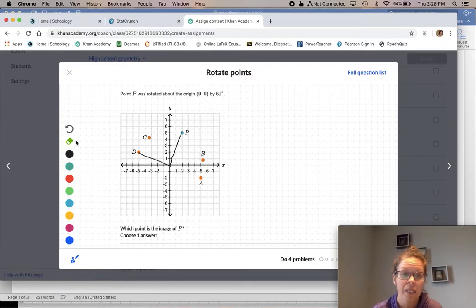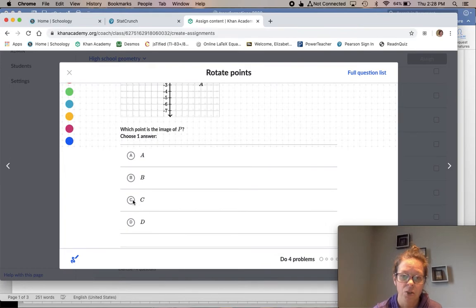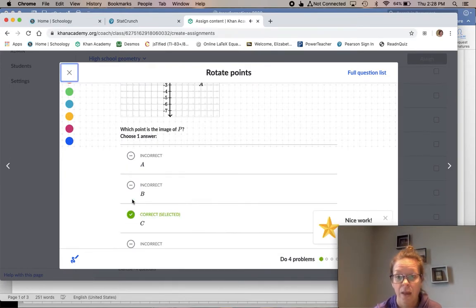And on these, they are done to scale. So we can go with how it appears to be. And again, if you have that protractor, you could actually make the measurement and know for sure. But I don't have one. So I'm going to go with that looks like a 60-degree angle. So I'm going to choose answer choice C. And I got that right.